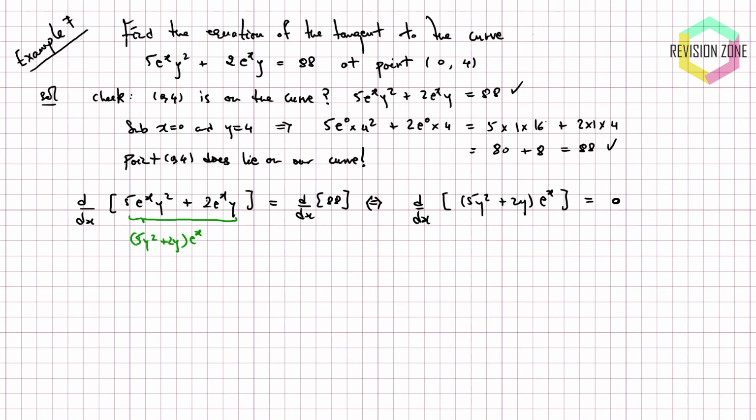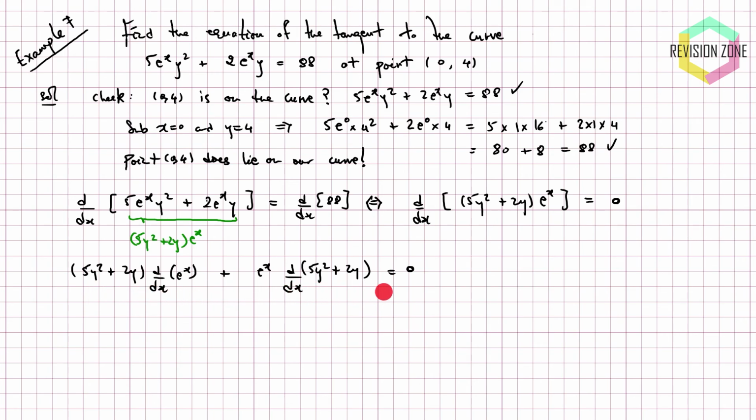And now here we apply the product rule. So I write down the first term. So I write down 5y squared plus 2y. And I differentiate the second term, which is obviously e to the x. And then I write down the second term, which is e to the x, and I multiply by the derivative of the first term, which is obviously 5y squared plus 2y. And the right-hand side for the thing that we actually started with is obviously 0. So this is what I'm working with.